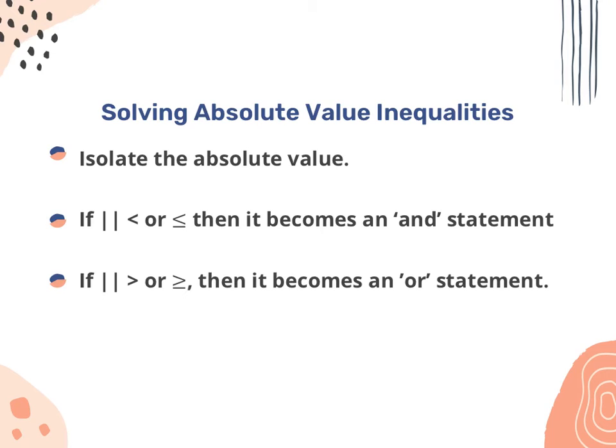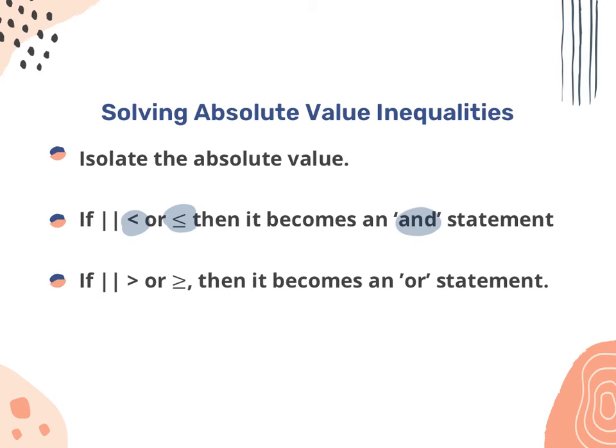If I read it as the absolute value of whatever's in there is less than or less than or equal to, this becomes an and statement. I put the negative version of the number on the left of my statement, and I keep it all in one statement as an and statement. So x is going to be greater than this and less than this.